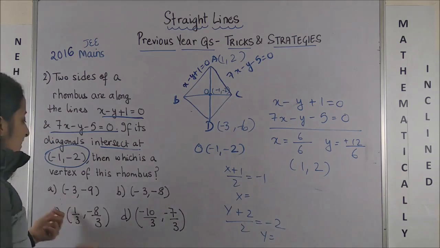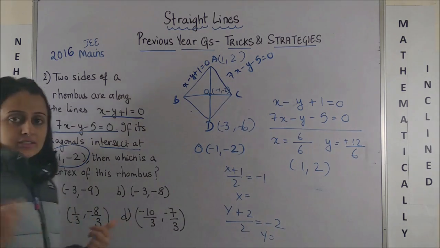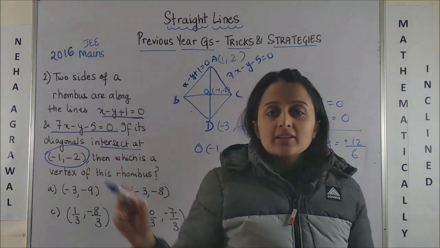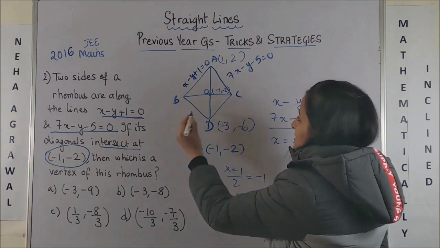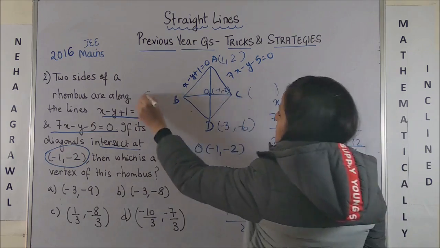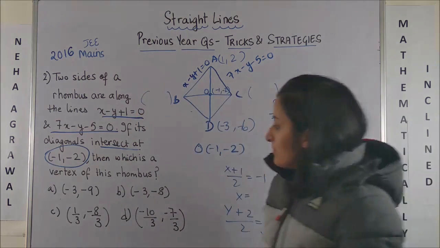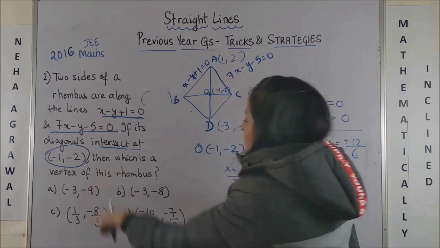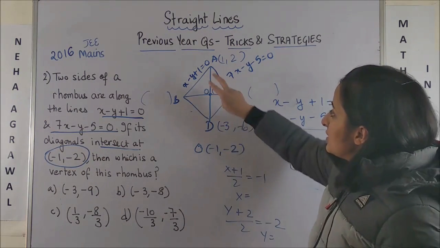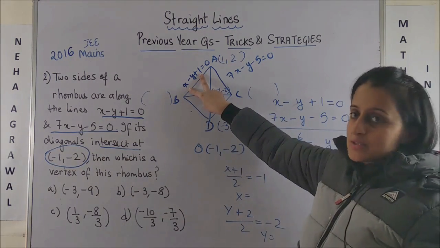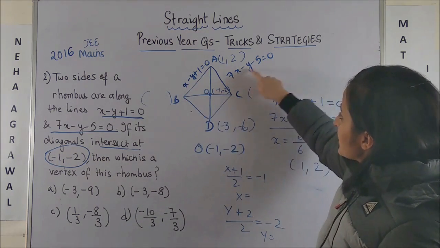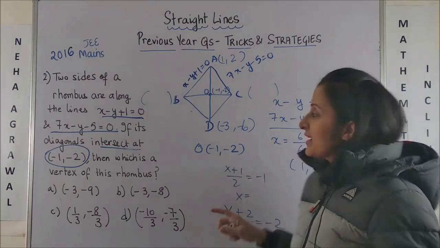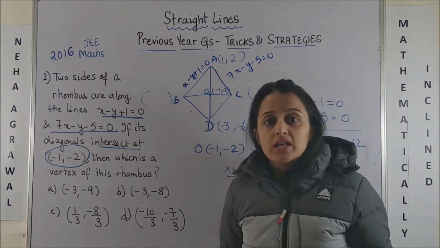Now, had it been one of the options here, then you would have got the answer straight. But here the life is slightly more complicated. So that means they are talking of your vertices B or C. Now remember, any of these vertices would satisfy x minus y plus 1 equal to 0 if they are talking of vertex B, and they will satisfy 7x minus y minus 5 equal to 0 if they are talking of vertex C.